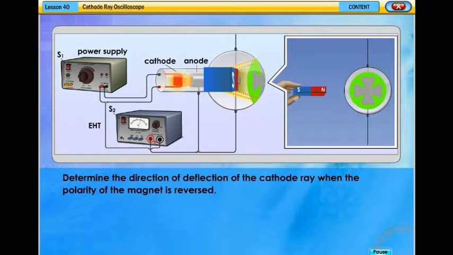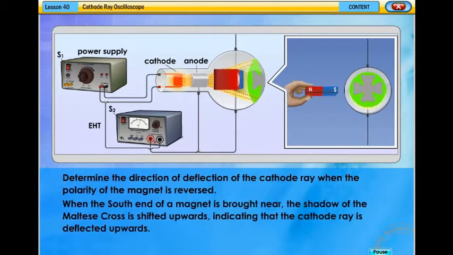Determine the direction of deflection of the cathode ray when the polarity of the magnet is reversed. When the south end of a magnet is brought near, the shadow of the Maltese cross is shifted upwards, indicating that the cathode ray is deflected upwards.